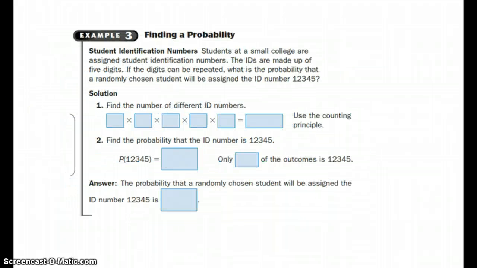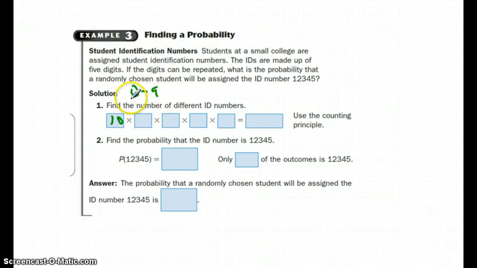We're going to take a look at another example. Student ID cards at a small college are assigned student identification numbers. The IDs are made up of 5 digits. If the digits can be repeated, what is the probability that a randomly chosen student will be assigned the number 1, 2, 3, 4, 5? So we have to keep in mind that, again, there are 10 digits. Remember, it's 0 through 9.